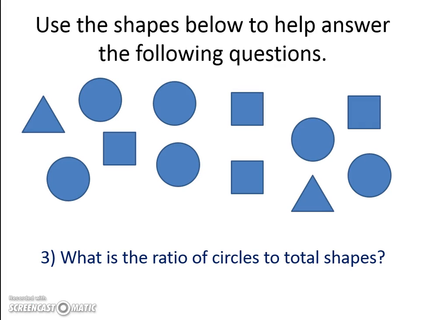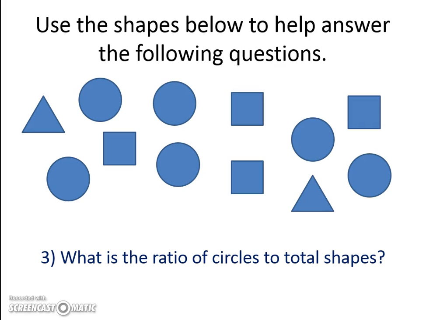When I get to a problem like this one, where it says, what is the ratio of circles to total shapes, I need to count the circles, which I already know there are 6, and then count the total number of shapes in this picture. Now, when I count the total number of shapes, I'm going to include circles in that final count.